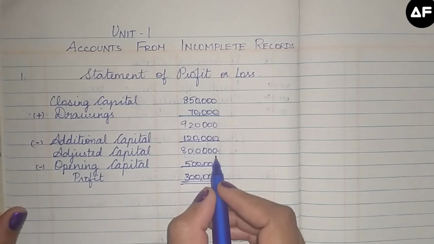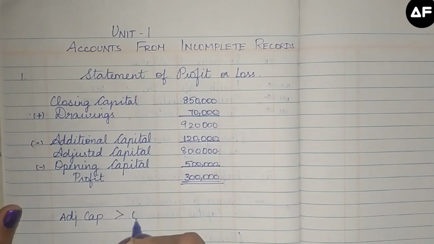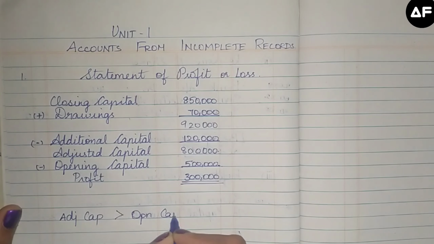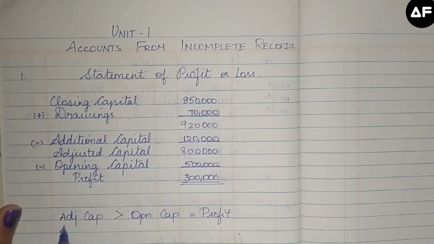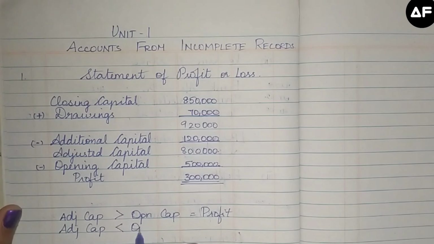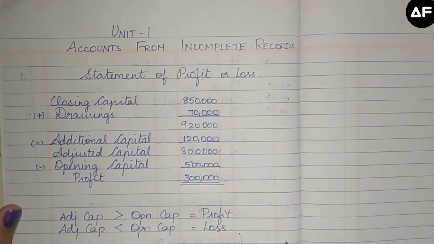If your adjusted capital is greater than your opening capital, then it is profit. Simple. If your adjusted capital is lesser than your opening capital, then you will get the answer as a loss. That is a negative number you will get.